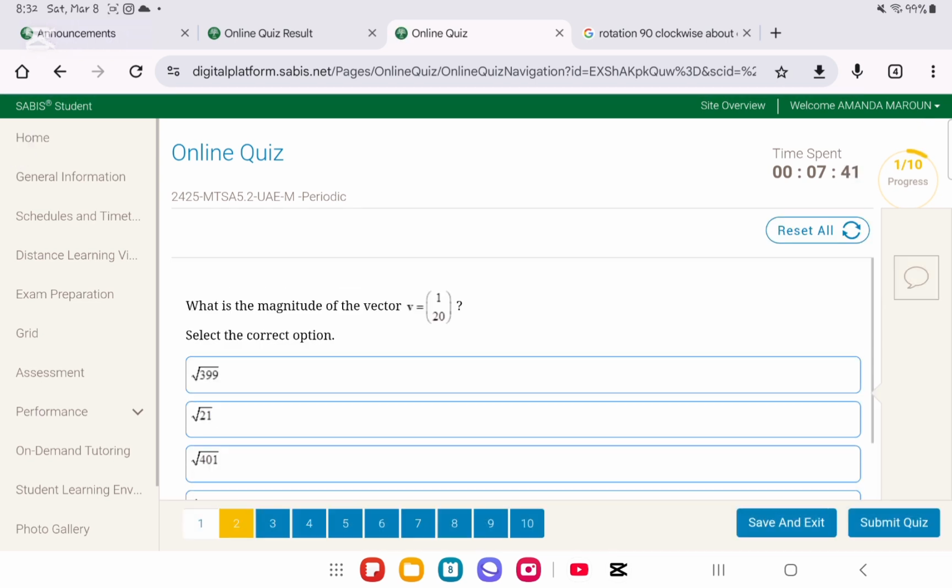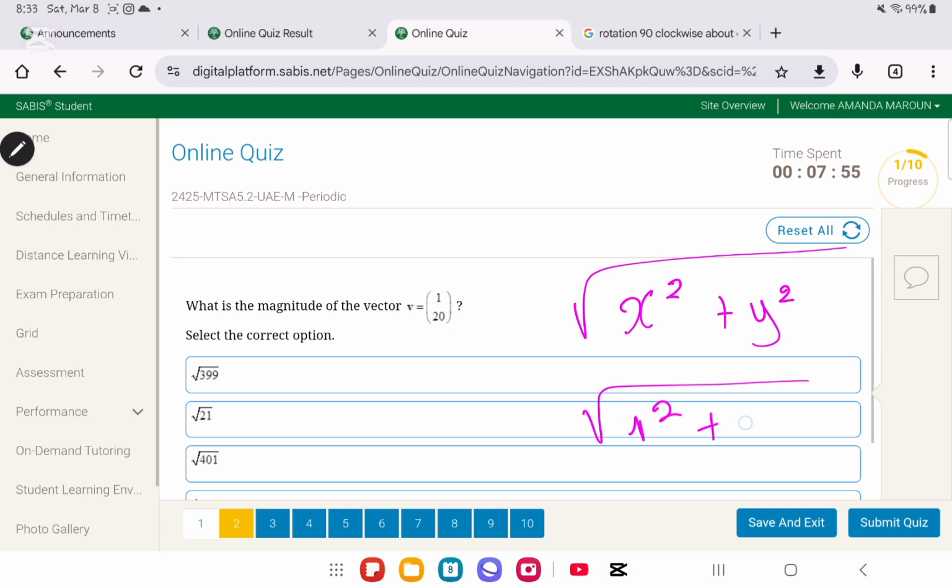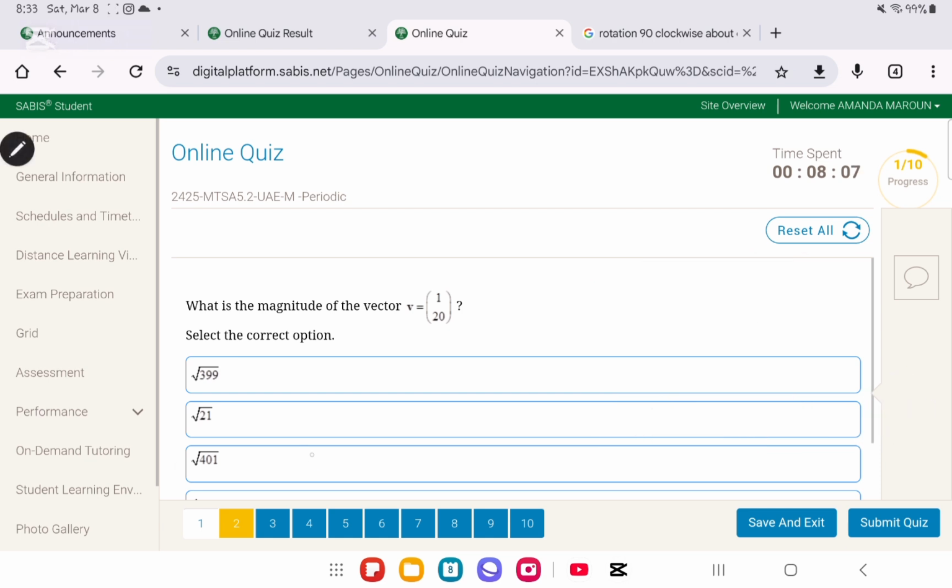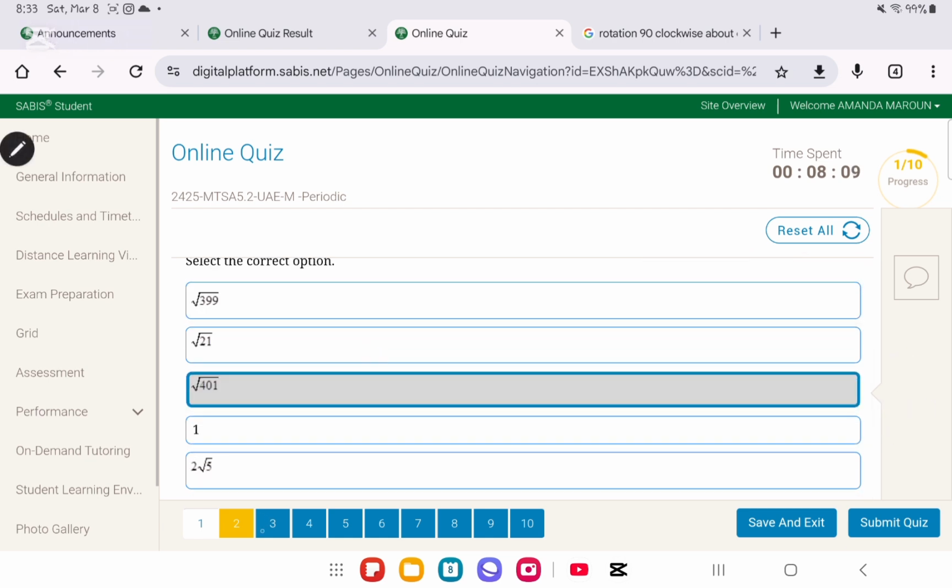We move on to question number 2. They need to find the magnitude of a vector. Very simply, the magnitude of any vector is the radical of x squared plus y squared. So in this case, it's going to be radical 1 squared plus 20 squared. So you will put it on your calculator, and you will get an answer of radical 401. So the answer is radical 401.